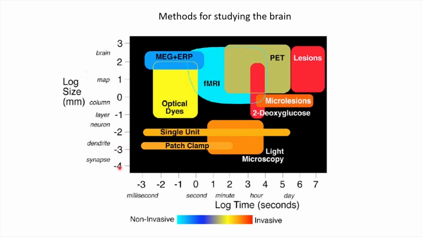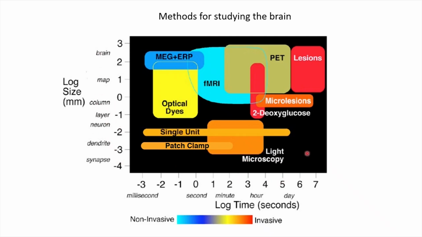So at the very small size scale, we'll have the synapses, and then as we go higher, we'll have dendrites, then neurons, then layers of neurons, columns of neurons, and then large maps formed by these neurons, and then the whole brain. So we'll try to see for each technique what is the temporal resolution, at what time scale we get the information from the technique, and what size scale we can see with that technique.